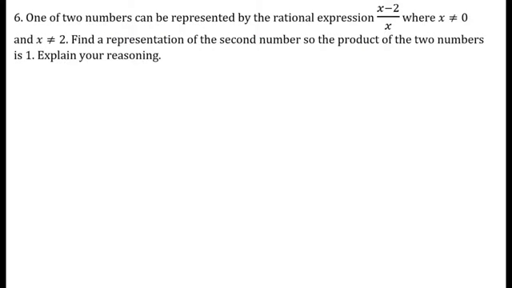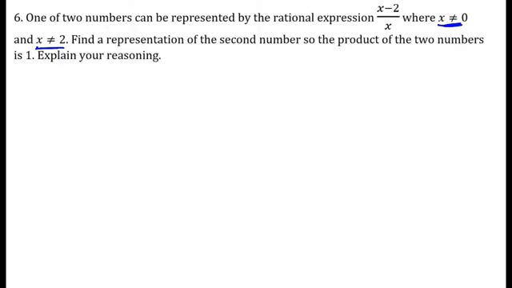Number 6. One of two numbers can be represented by the rational expression x minus 2 divided by x, where x isn't 0 and x also can't be 2. The only exclusion we really have to include is x not equal to 0, because that's when I would be dividing by 0. Right now we don't need to exclude x equals 2, but we're going to see why once we answer the question. Find a representation for the second number so that the product of these two numbers is 1.